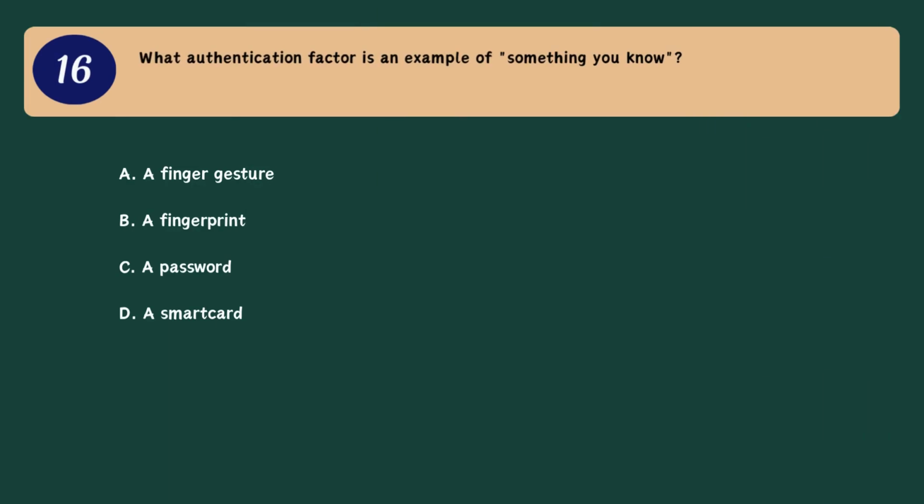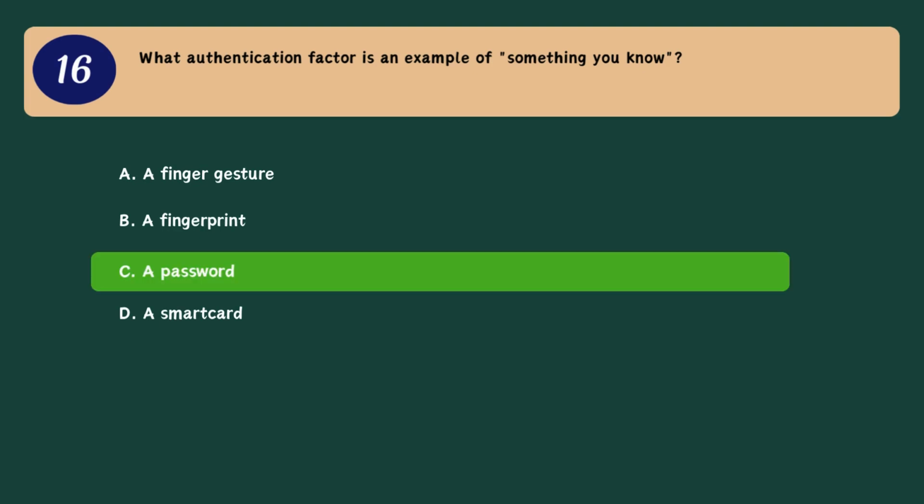Question 16. What authentication factor is an example of something you know? A. A finger gesture. B. A fingerprint. C. A password. D. A smart card. Correct answer. C. A password.